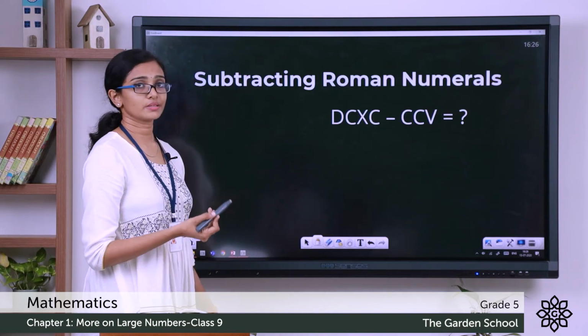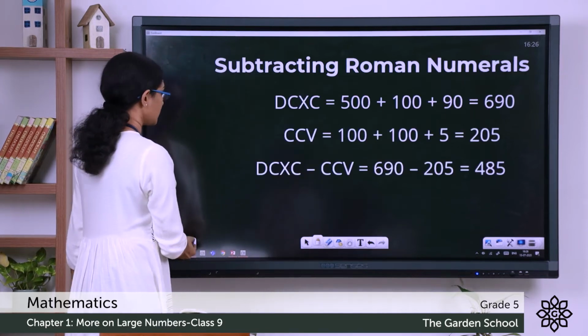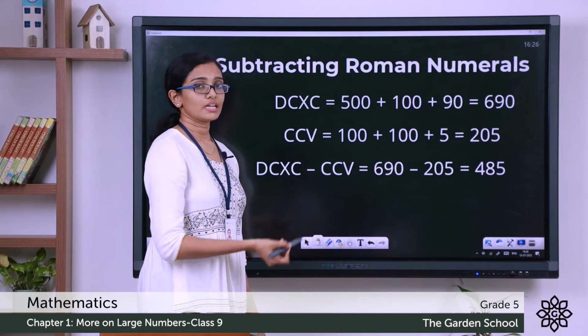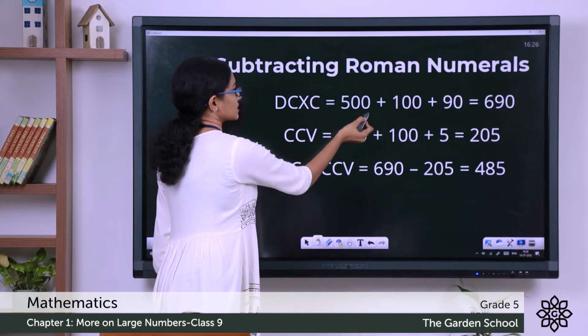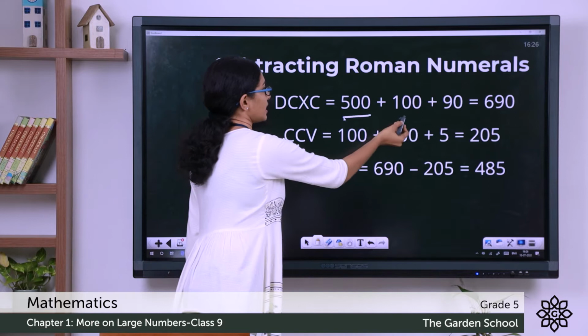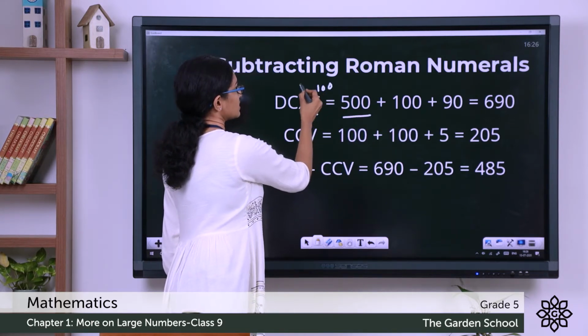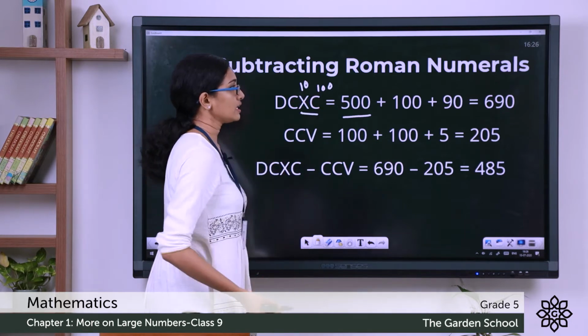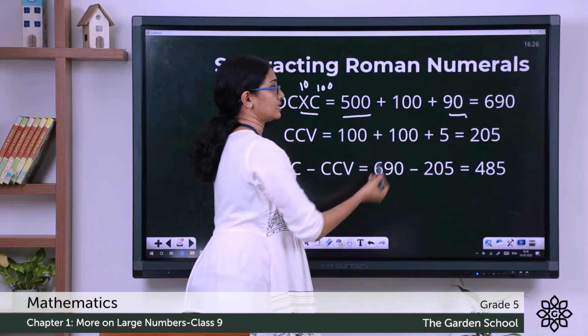So let's see our question once again. This was the example that we were discussing. Let's see the equivalent value of each of these numerals. So DCXC. D represents 500, C is 100 and you have XC. Here it is 100 and it is 10. So 100 minus 10, here 90. So the total value is 690.